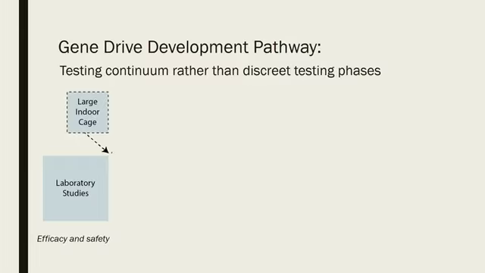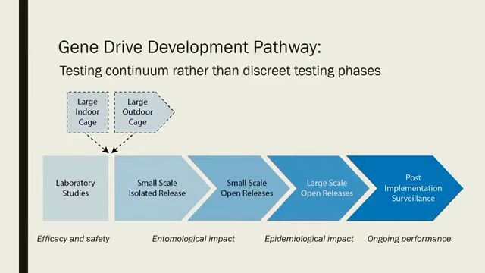So now here's the pathway that was developed. We start, of course, in the lab, and then we move down this pipeline from small-scale isolated releases to larger-scale, small-scale releases. Then finally, when we have confidence in what we're doing, in scaling up, we do large-scale open releases with epi outcomes. And then finally, massive deployment in an area for control.